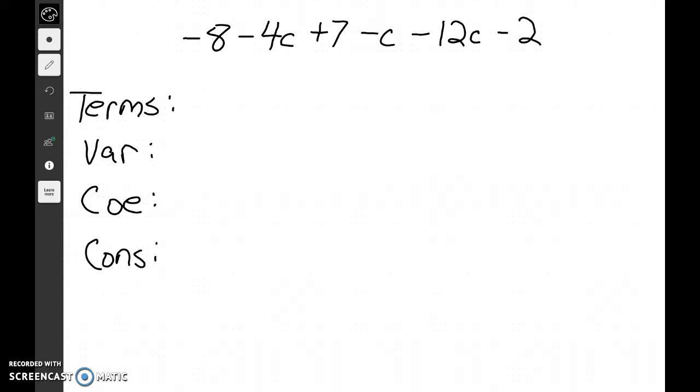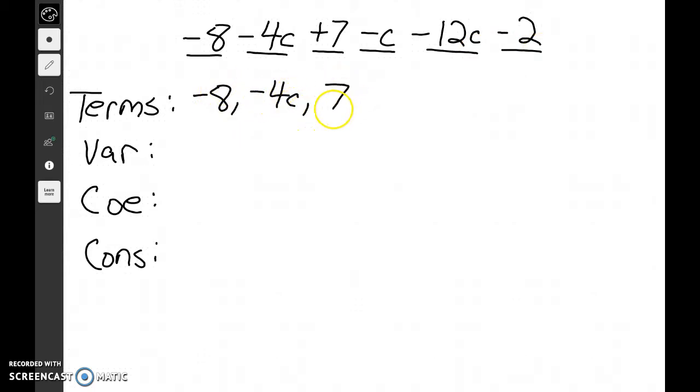Alright, welcome back. So let's see what you got for your answers for this problem. So real quick, the terms in this one, each individual part, would have been negative 8, negative 4c, 7, negative c, negative 12c, and negative 2. So each one of those would have been terms here. So we can write down each and every single one of those with its sign, and we should be able to identify each individual term.